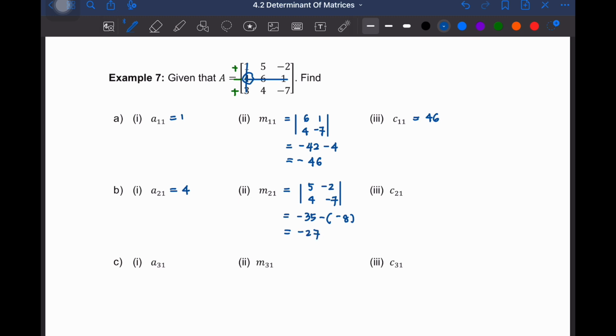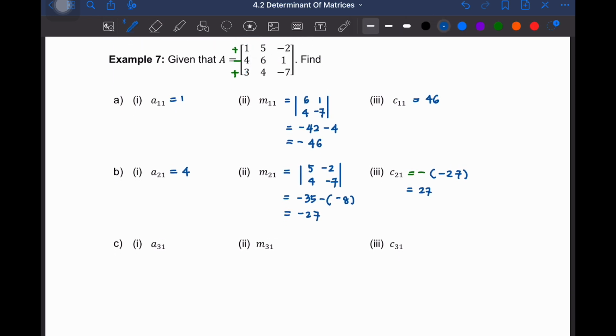Okay, settled. And then for the cofactor, there is going to be a negative sign over here. So we put negative over here, and then the minor that we have is negative 27. So our answer is just 27.